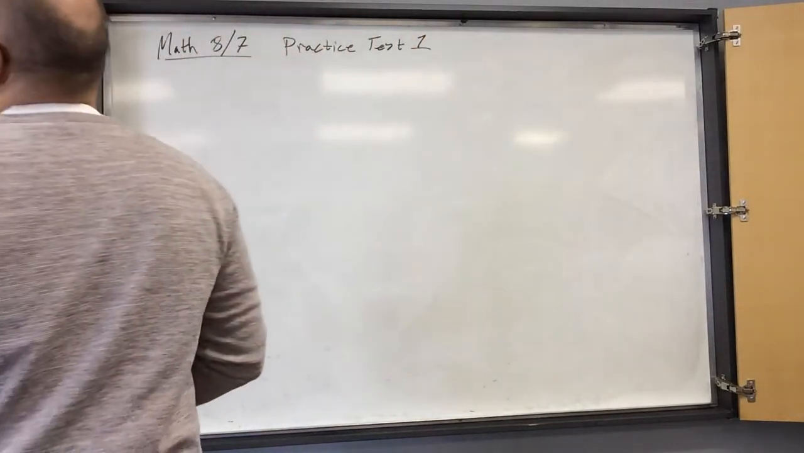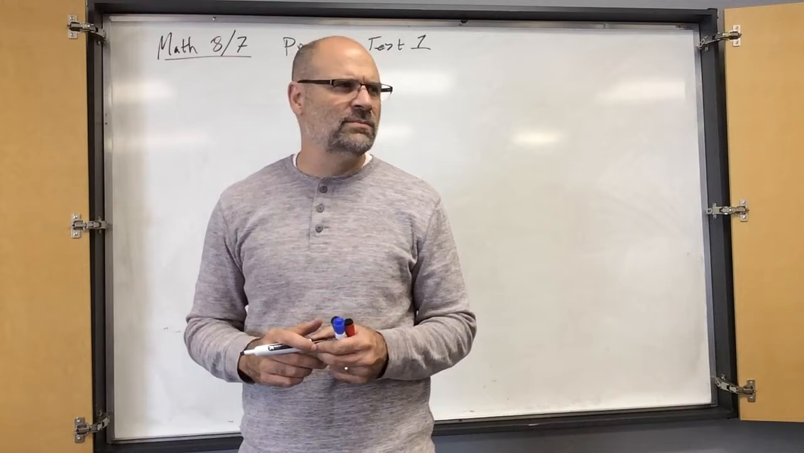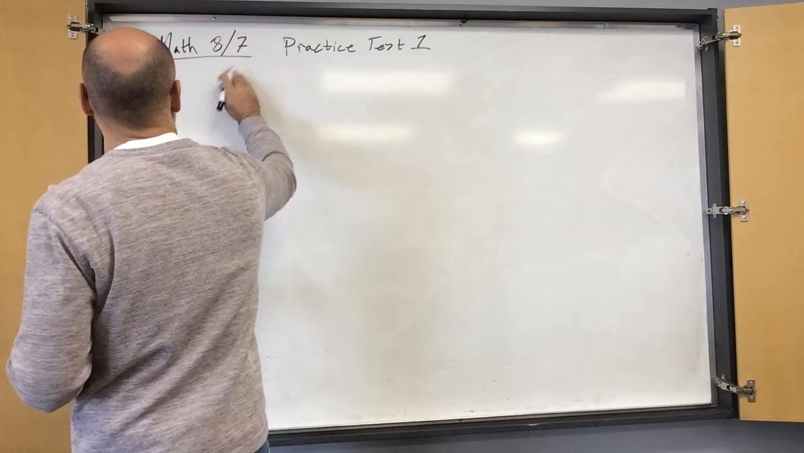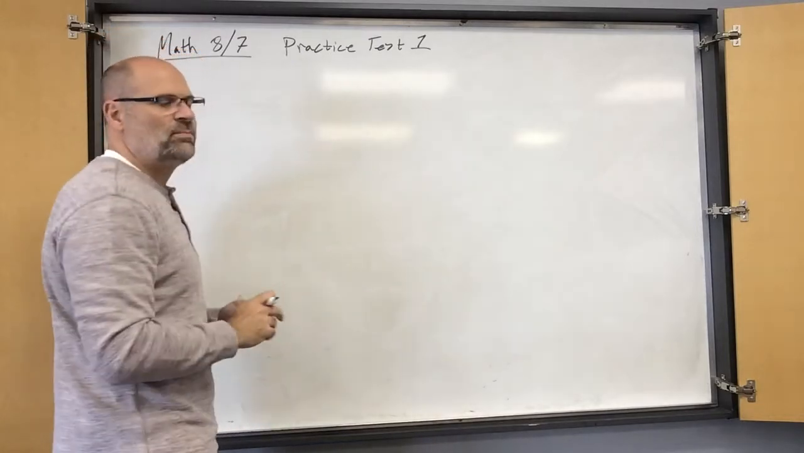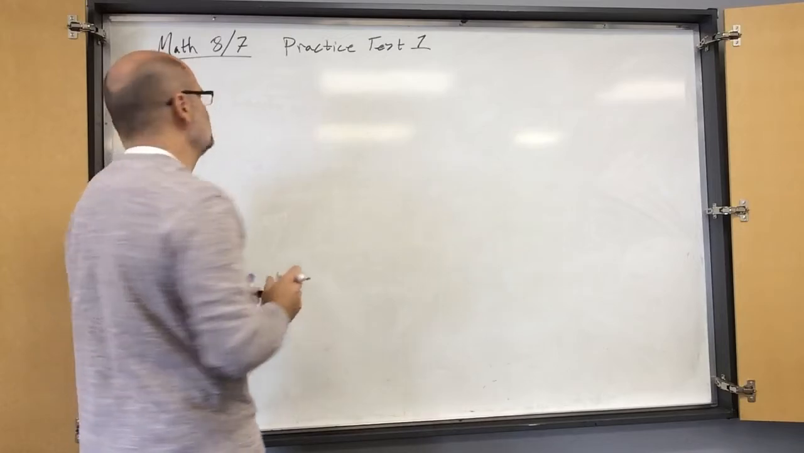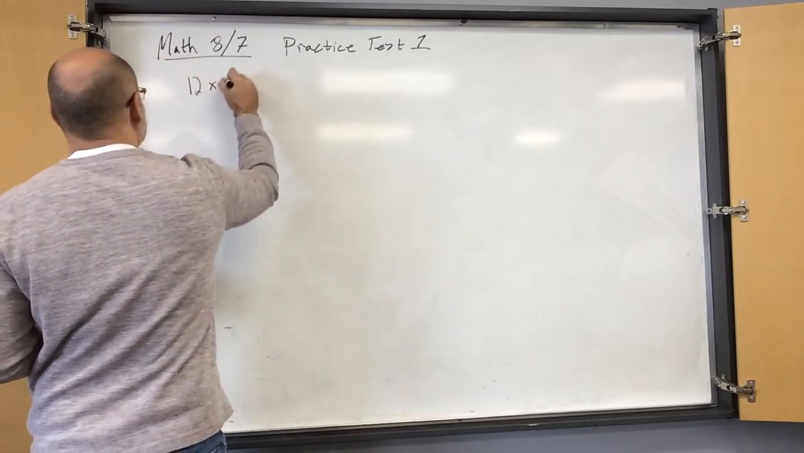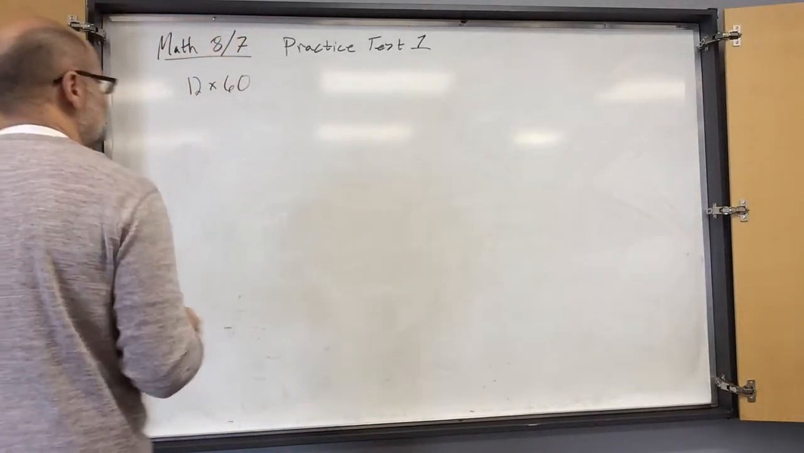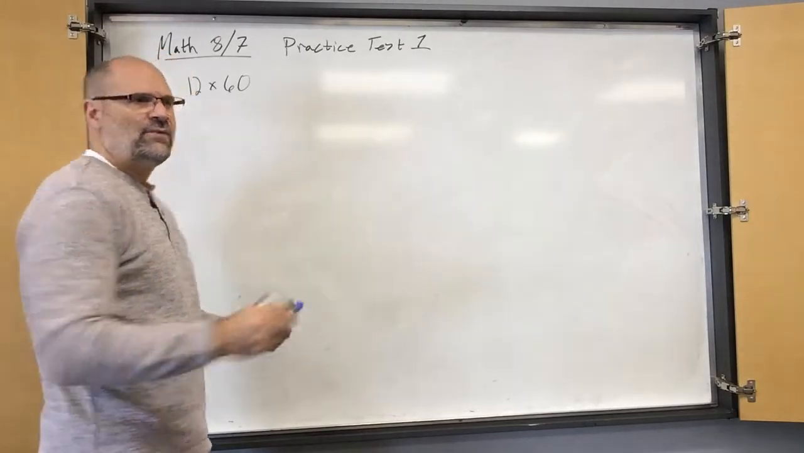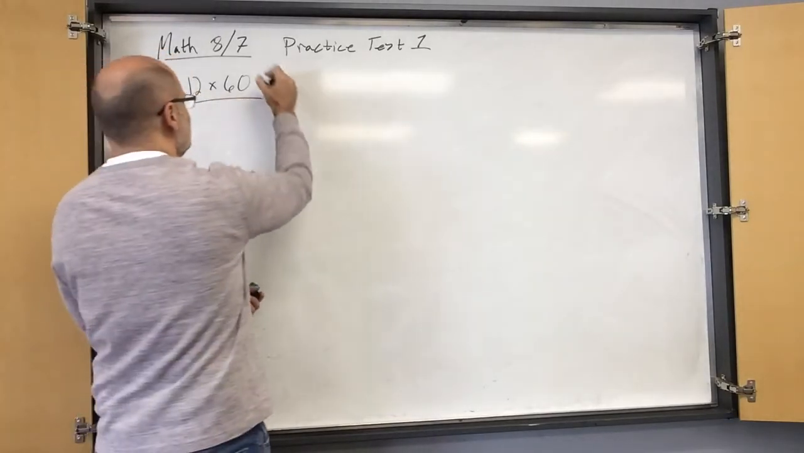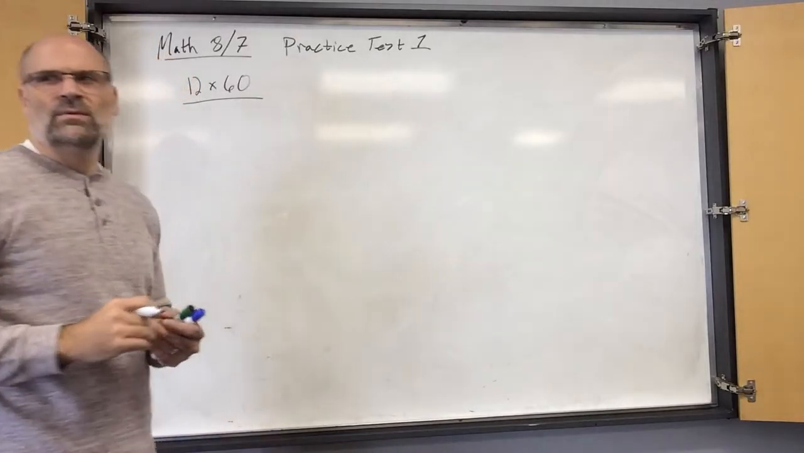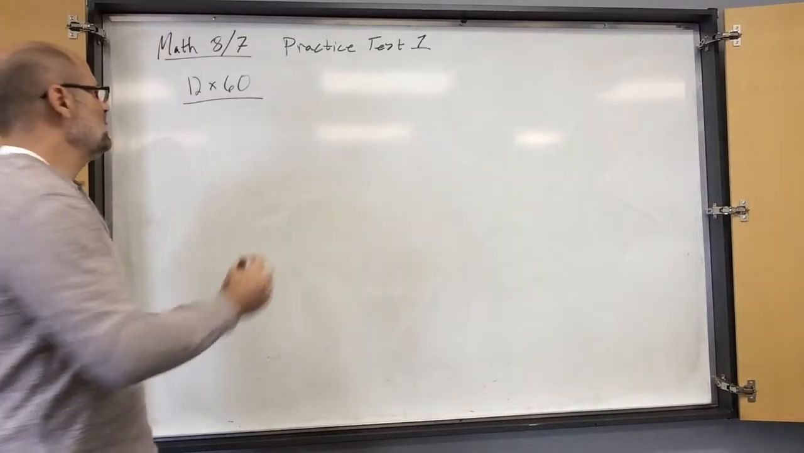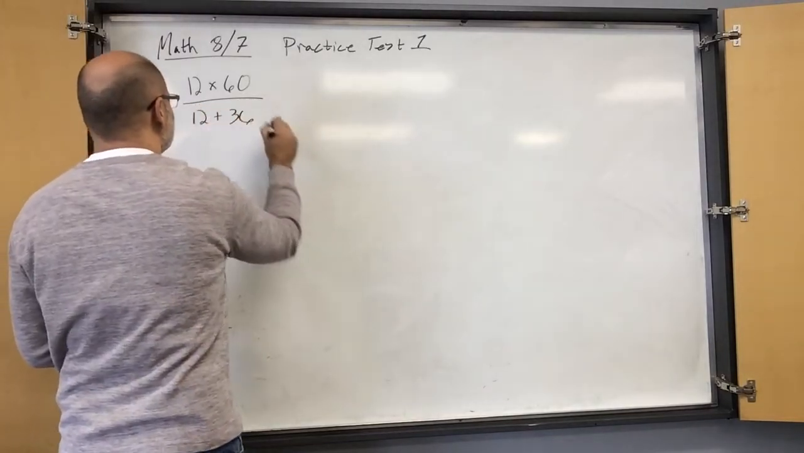If the product of 12 and 60 is divided by the sum of 12 and 36, what's the quotient? What kind of problem is that? It's multiplication? That's right. So the product of 12 and 60 is divided by the sum of 12 and 36. What's the sum of something? Two numbers added together. Yep, so 12 plus 36.